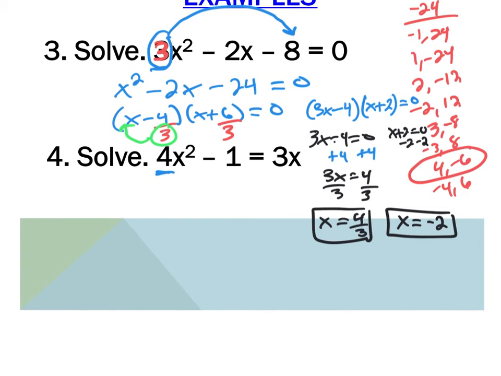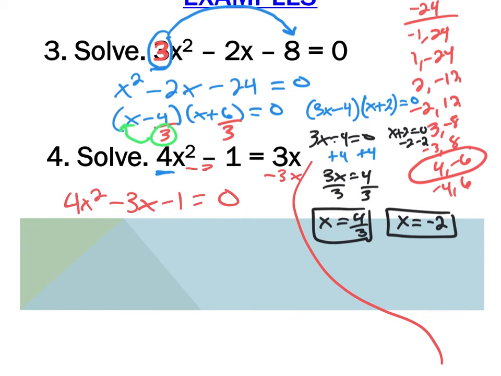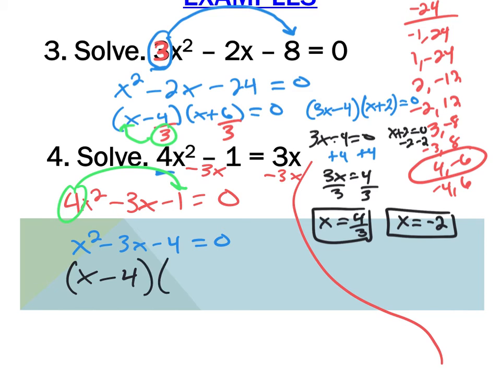And so if I were to answer number 4 here, notice the first step is not done for us. We have to add or subtract that 3x over. Now it's set equal to 0. Now with the voodoo method, we take that 4, we multiply it to the back side here, so it becomes x squared minus 3x minus 4 equals 0. We factor that, which this factor should be, I think, -4 and +1.